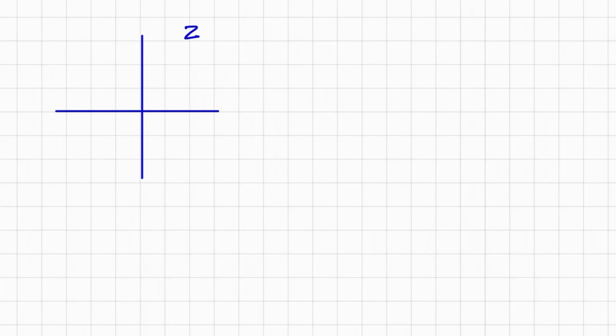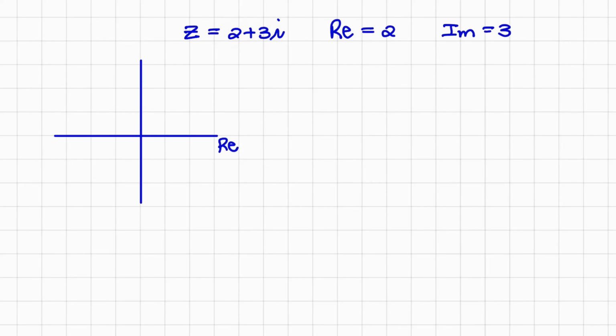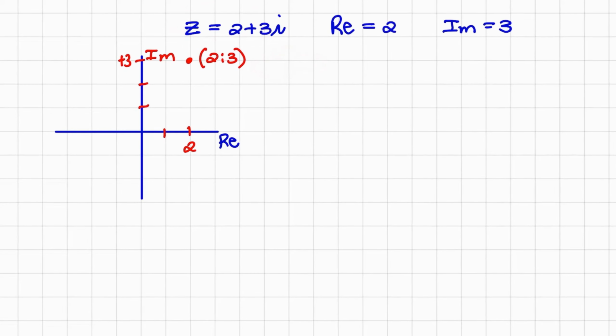So let us say that we have z equals 2 plus 3i. Now the real part is 2 and the imaginary part is equal to 3, and I read that from the complex number. So on the real axis we can find the value of plus 2, and on the imaginary axis we can find the value of plus 3. So the complex number z can be represented on the complex plane with the coordinates of 2 and 3.